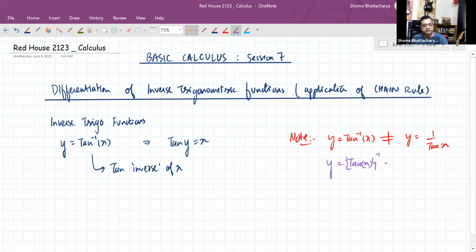If we had y is equal to tan x to the power minus 1, then that would imply that y is equal to 1 by tan x.